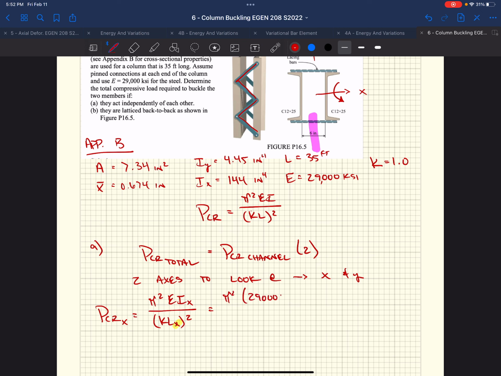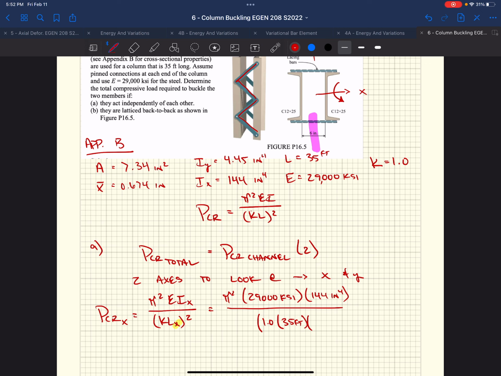29,000 ksi times 144 inches to the fourth, right? That's I sub x, all over K, well, we know that's 1.0. The length is 35 feet. We don't have any intermittent supports.